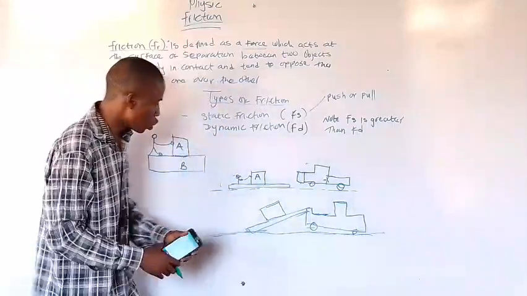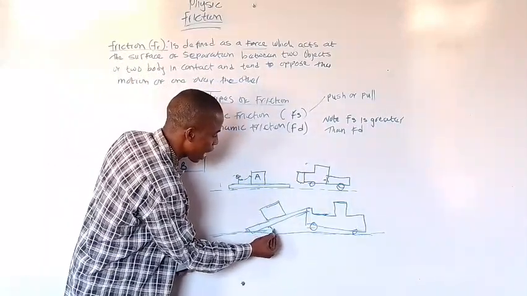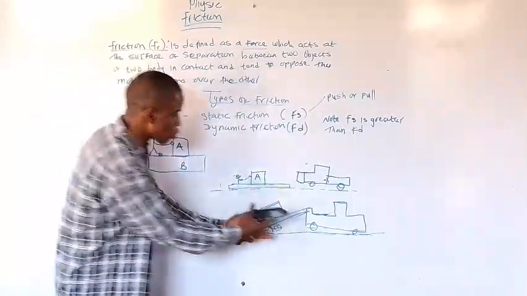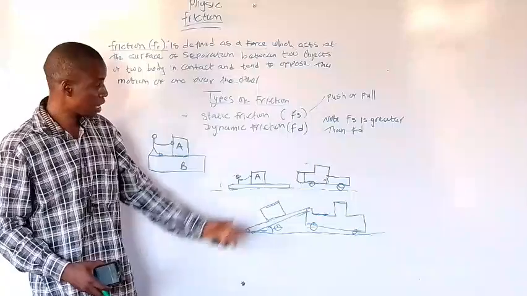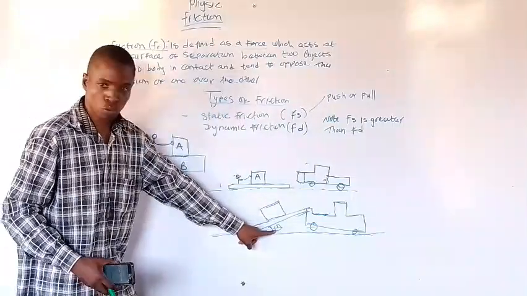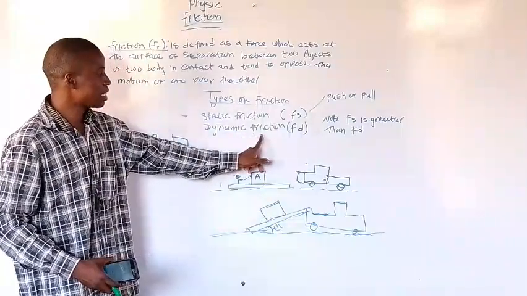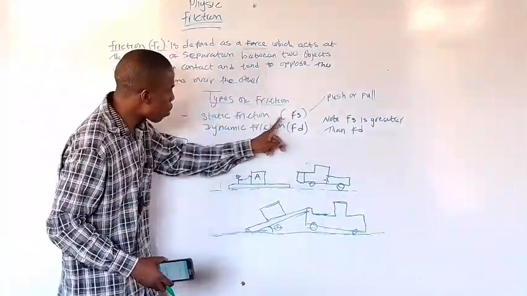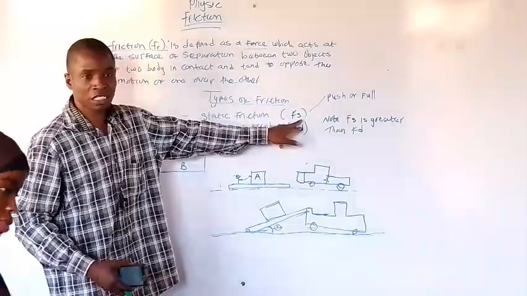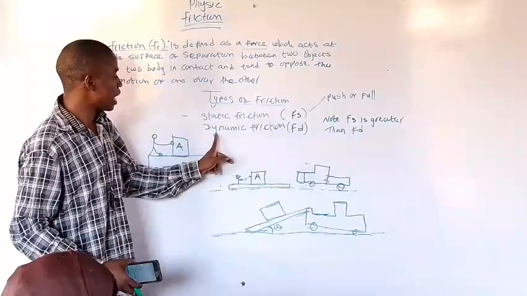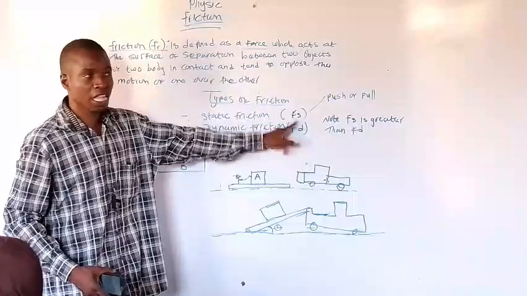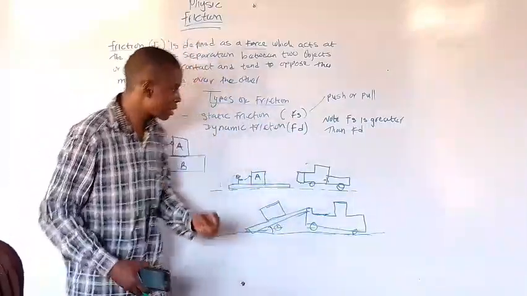Now, what happened to this one? You have created an angle between this. Look at the angle. Because when you raise this one, you have created the angle. And when you create an angle, it has turned to dynamic friction. Now, for dynamic friction, we use this symbol, FD. And for static friction, we use FS.